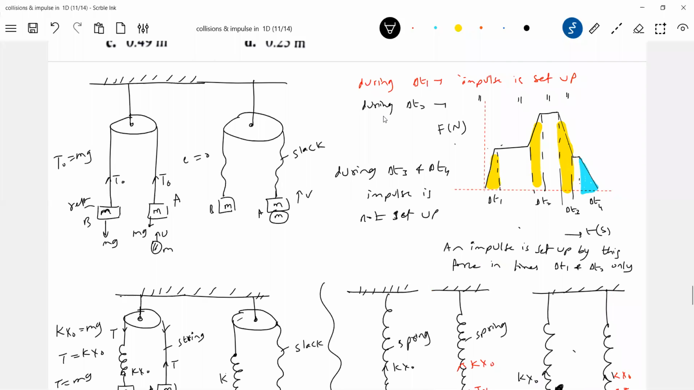Sir, is it for spring force or for any force? For any force it is. That's why I didn't write spring force here. This is a generalization. Getting the idea? You have to be very careful about the forces, when impulse is set up and when it is not. You should have clarity before entering this topic, a background of this. Then you pick up any problem.